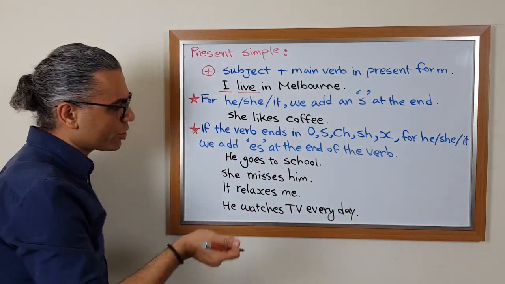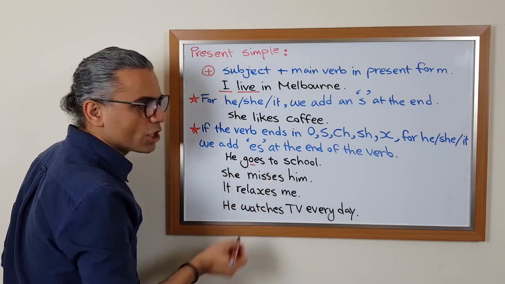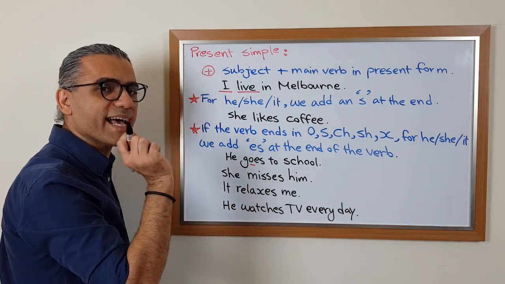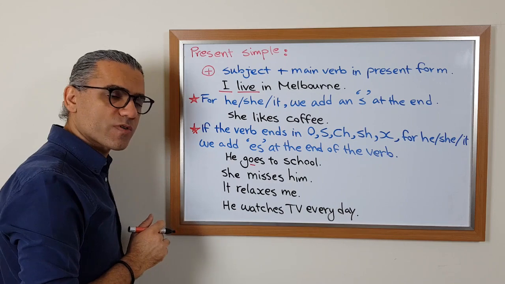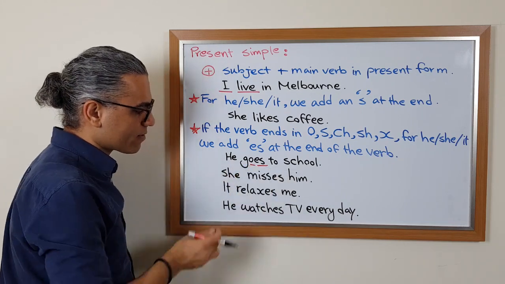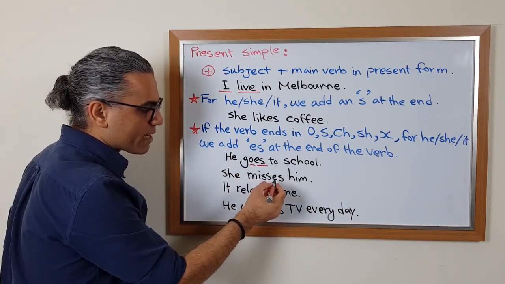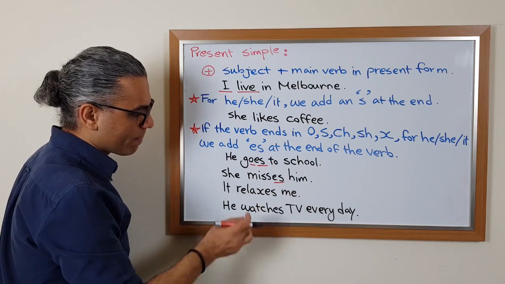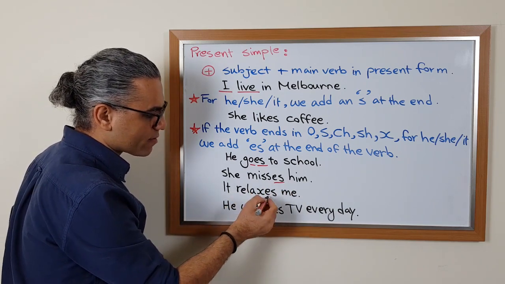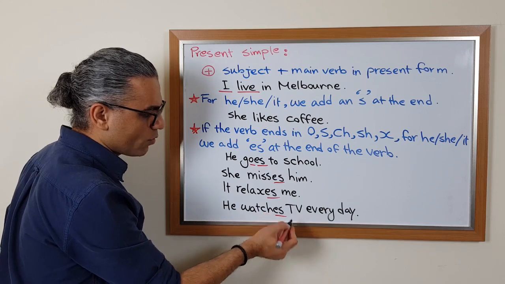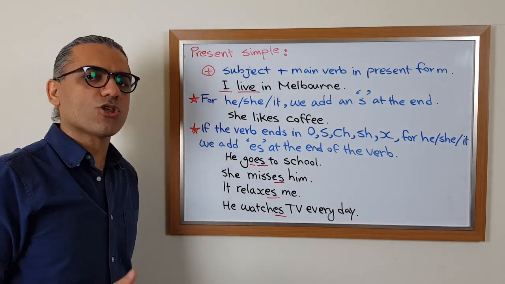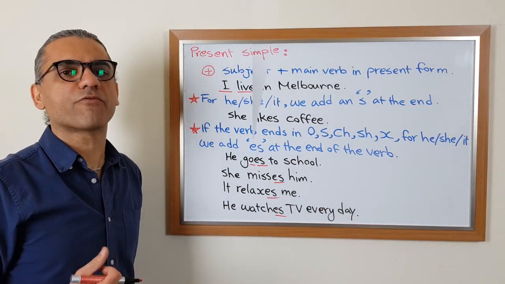Now, look here. Go ends in O, so instead of only an S, for the third person singular, we add ES. Miss ends with S, so ES. Relaxes ends in X, so ES, and watches, ES. Like, she washes her car every weekend.